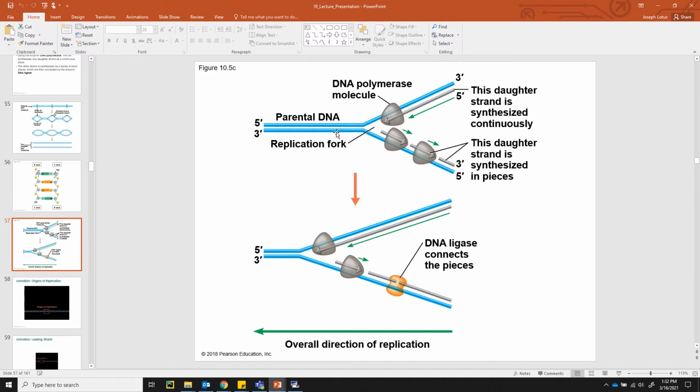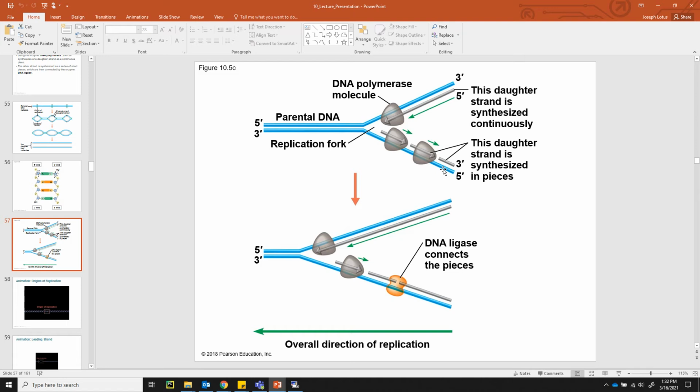We're moving to the left, so this DNA polymerase wants to go to the left. However, it cannot go to the left because that would mean DNA polymerase would have to read in the 5' to 3' direction. DNA polymerase cannot read that way. DNA polymerase can only read 3' to 5'. So these DNA polymerase molecules here, they can't move left. They can only move right. But overall, we need to move left.